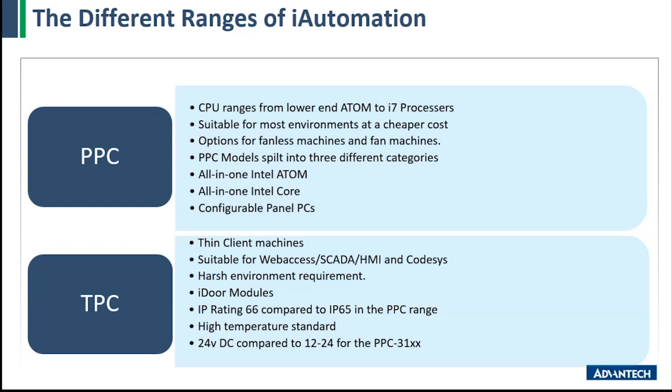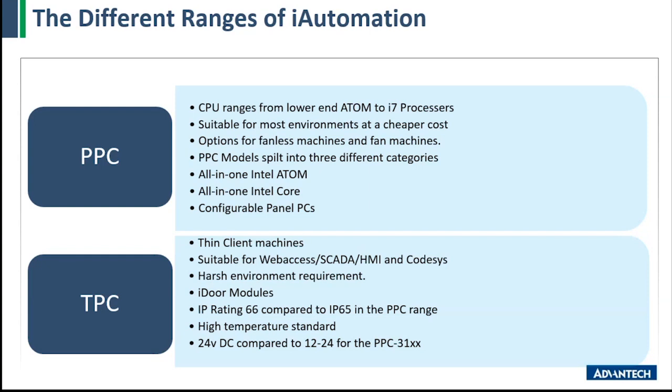So the major differences between all these models is that the PPC has a little bit more flexibility in terms of the ranges of the CPU, while the TPC itself is only ranged within probably about 4 different categories. The PPC unit itself also has different environmental options. So if you have an application where you need to install it in certain areas, we have about 3 or 4 options for you. While the TPC itself is kind of restricted being a thin client, even though it actually is more suitable for SCADA-based programming, which is an option you can purchase alongside our web access.